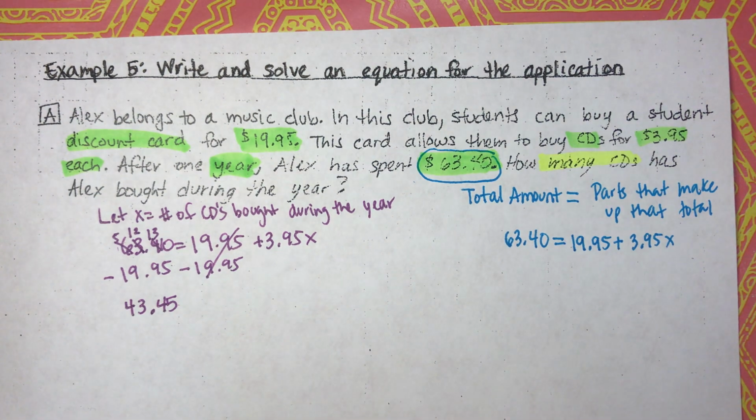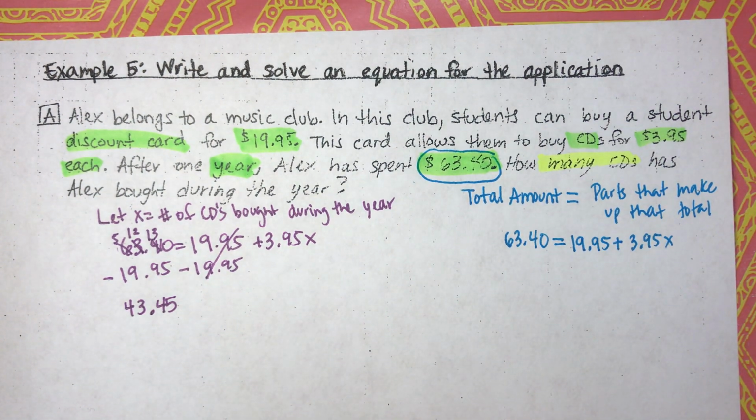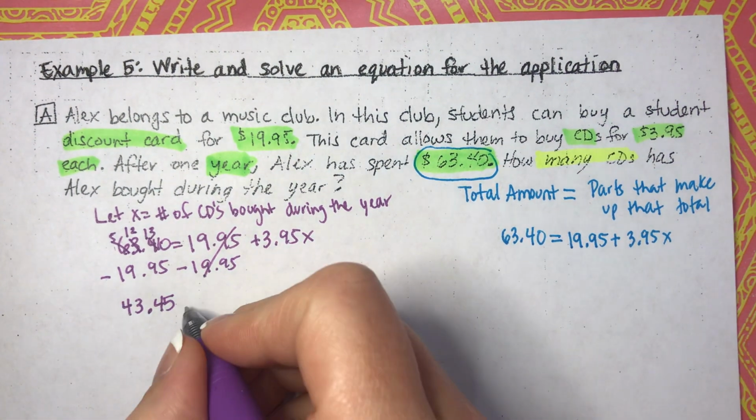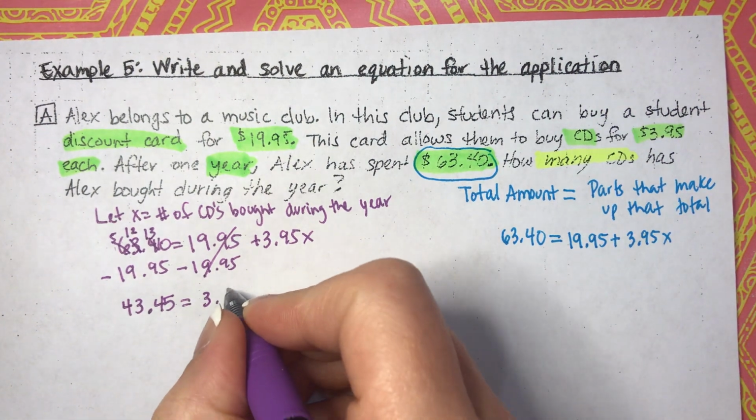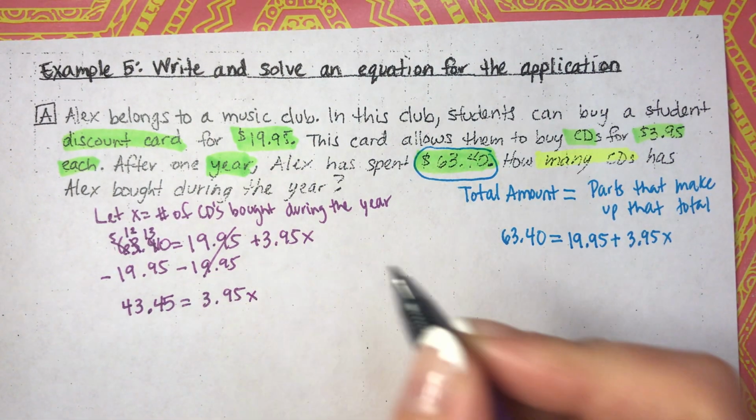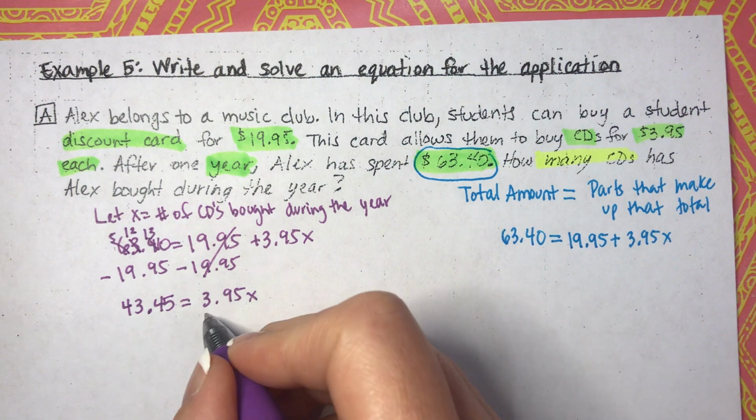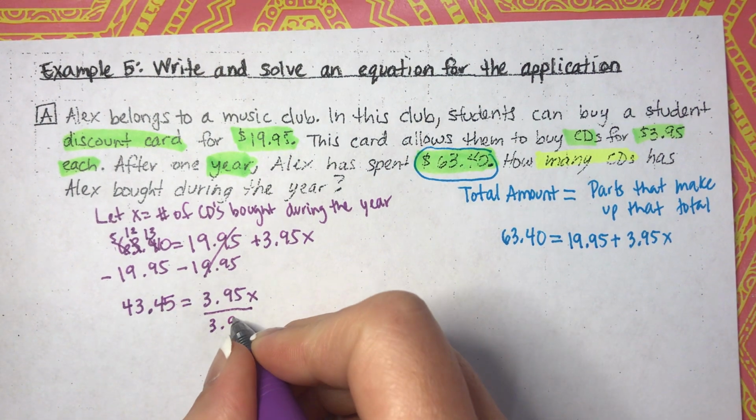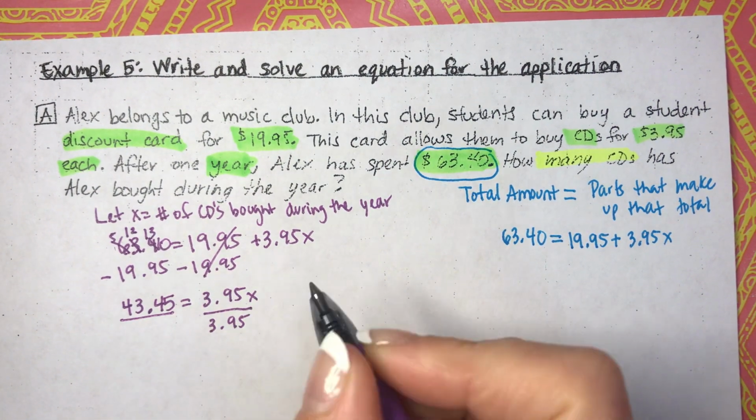Okay, so $43.45 equals 3.95X. I'm trying to get X by itself, so I'm going to divide both sides by 3.95.